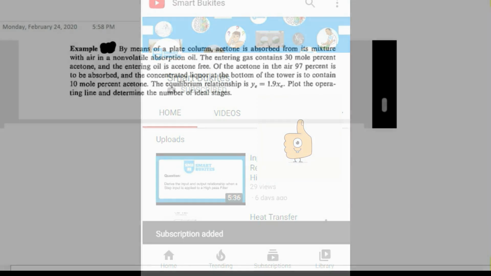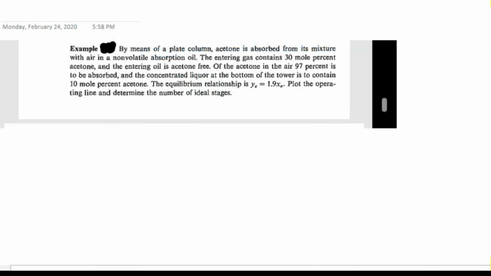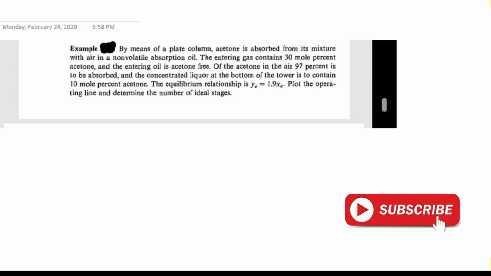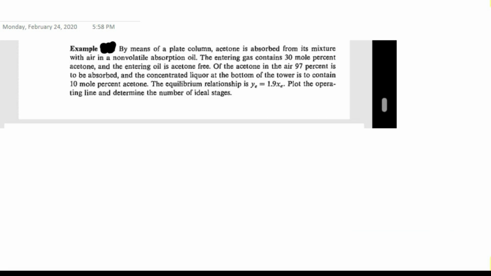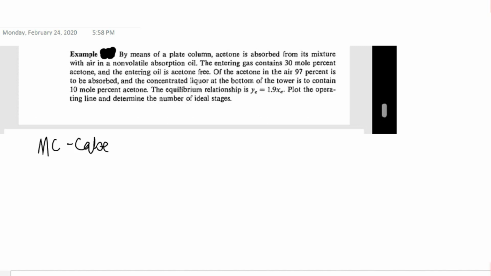Welcome back to another episode of Smart Builders tutorial in the course CEE 3311 Separation Process. In the previous video, we solved a certain question using the Kremser equation. So in this question, we'll solve another example using the other method, that's the graphical method of solution, which has another name called McCabe-Thiele. So let's read the question together.